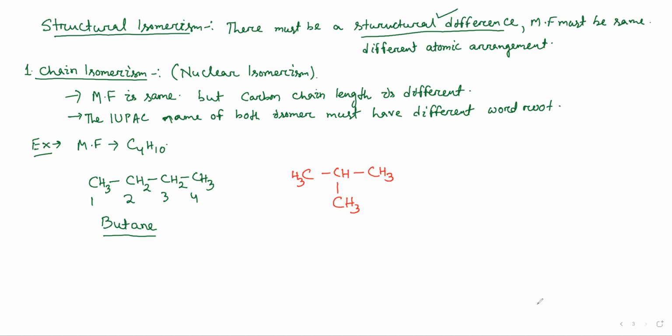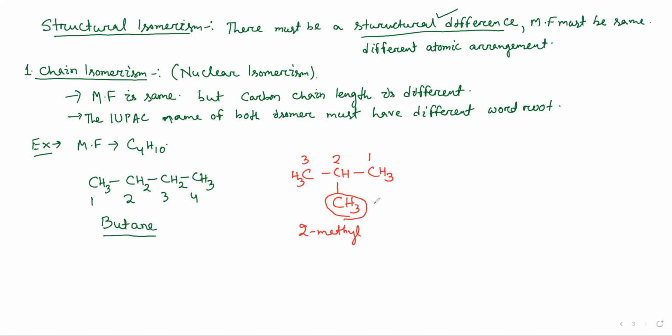Write the name on this side. Here you are having maximum carbon chain as this one, 1 2 3. So 2 position is having a methyl group, CH3 group. This is the substituent, so it will be written with position number before word root. Here 2-methyl is written.